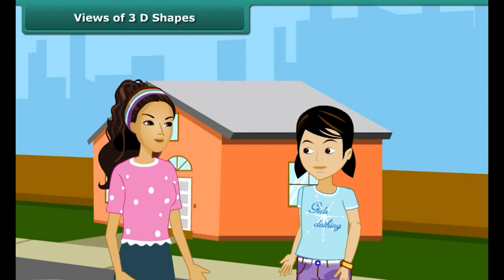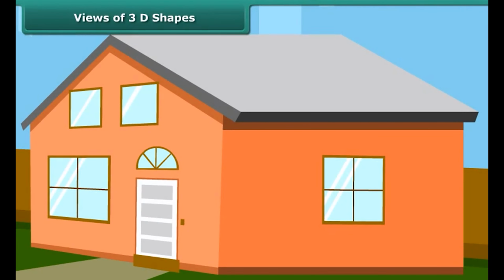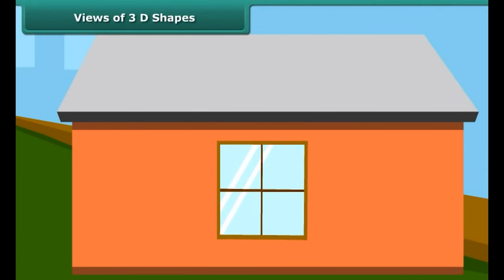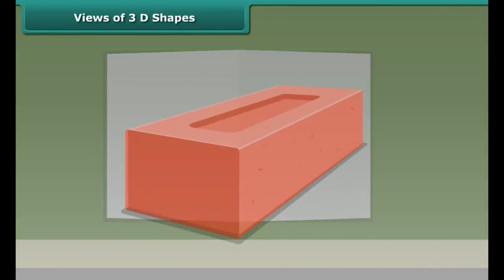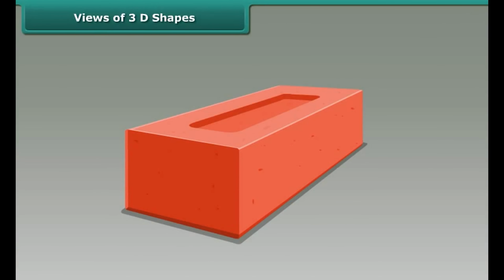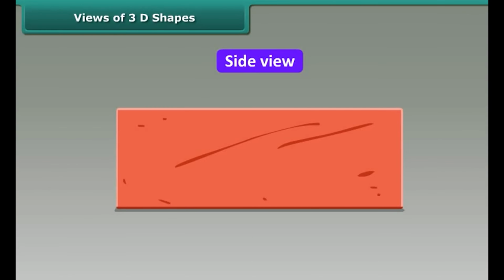Rita, do you know that three-dimensional objects look different from different positions? How? Look at our house. It can have many views. This is the side view of the house. This is the front view and this is the top view. Similarly, this brick can have different views: top view, side view and front view.